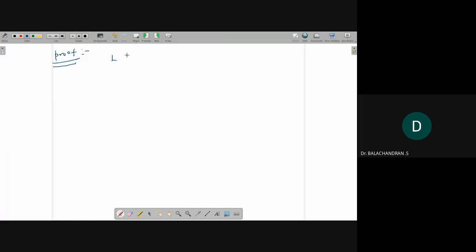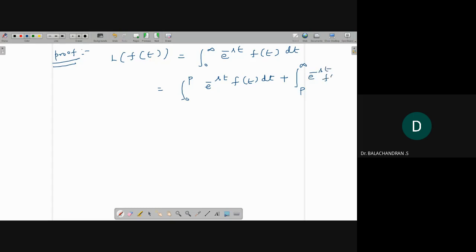So first I will start from the definition of the Laplace transform. L of f of t equals integral 0 to infinity e power minus st f of t dt. Now I am going to split this integral into 0 to p e power minus st into f of t dt, plus p to infinity e power minus st into f of t dt. I consider this equation one.